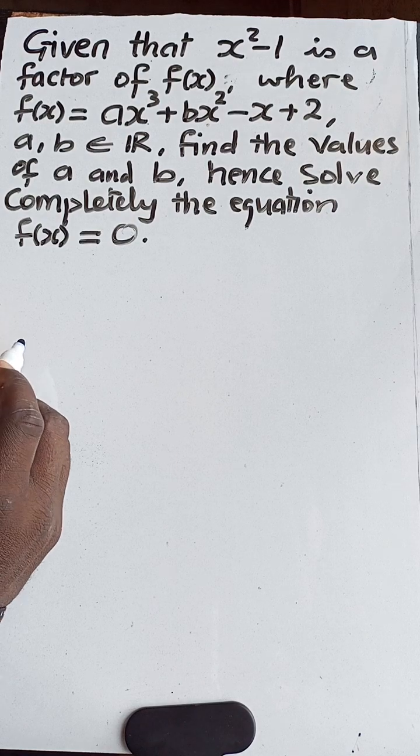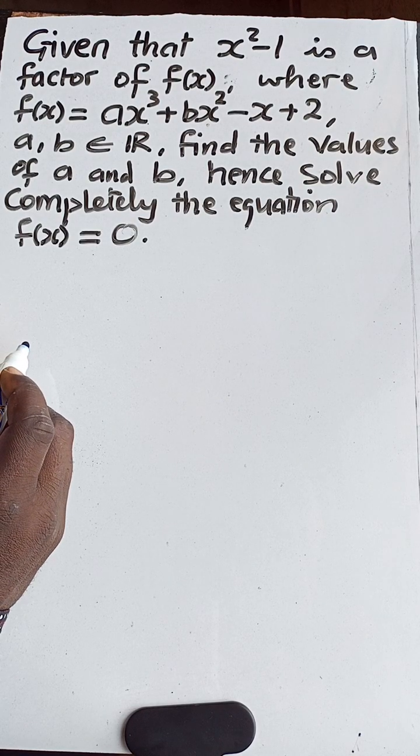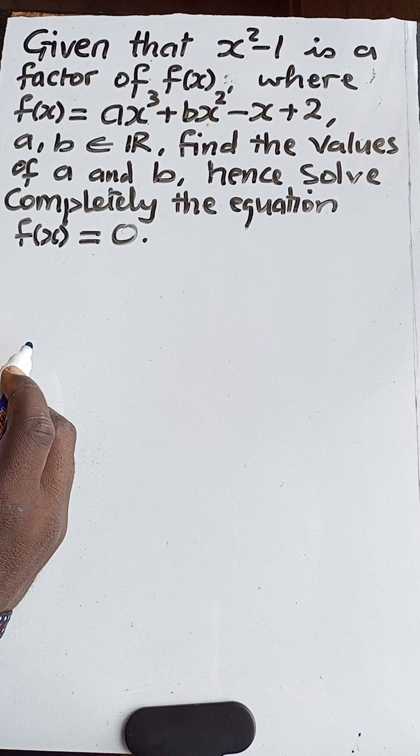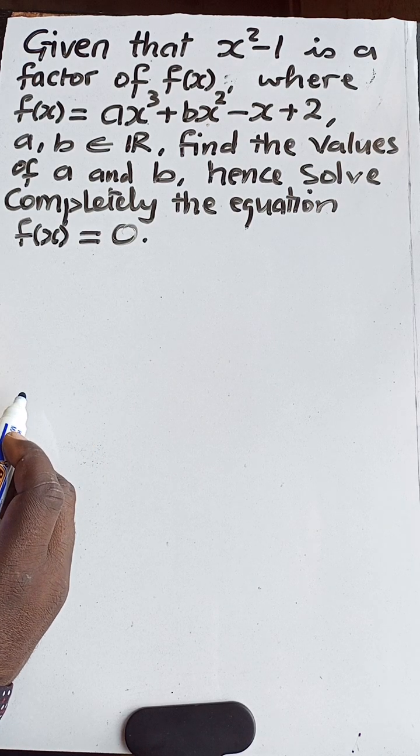Okay, the question goes thus. Given that x squared minus 1 is a factor of f of x, where f of x equals ax cubed plus bx squared minus x plus 2, where a and b are real constants. We are asked to find the values of a and b, and then we are asked to solve the equation f of x equals 0.